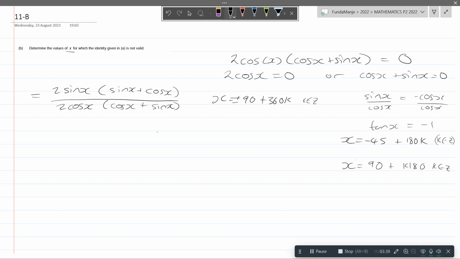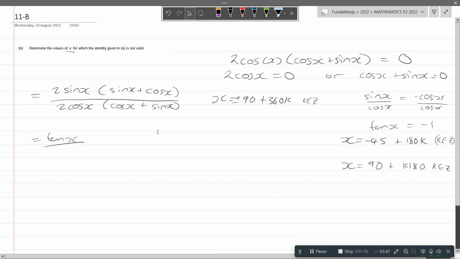So this is for the other side. Remember, we're trying to get this to be equal to tan x. So this will be undefined when x is equal to 90 degrees. So these are the answers for this fraction, and then for tan x, this is that answer.